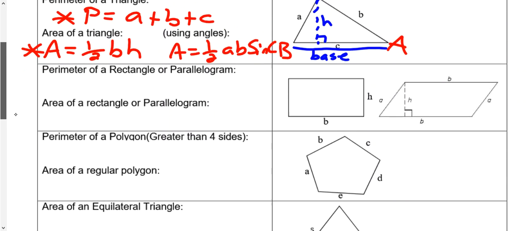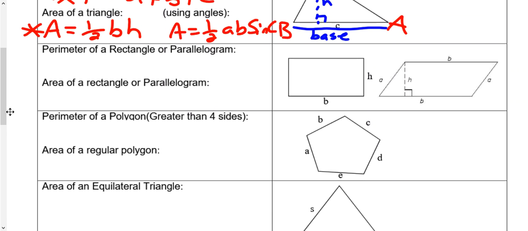So let's continue on and look at perimeter of rectangles or parallelograms. So here you can see this is a rectangle. This is a parallelogram. On both of these you can see base is the bottom or the top of the figures. And the height is the vertical distance from one base to the other base. In the parallelogram, you can see that the height is kind of a dashed line. It's not that side that is at an angle, it's that vertical line.